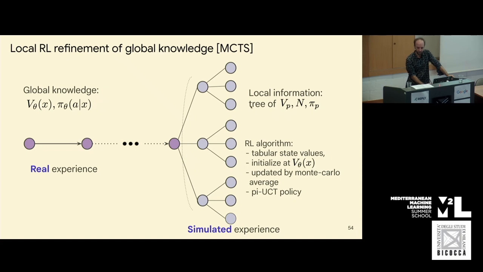So to do the clear analogy here, the global knowledge is V theta, pi theta of X. I can query it on any state, and it's pretty good across all states, but it's not perfect. The local information that I keep updating during MCTS is the tree with the value posterior, the visit counts, and the prior. And the RL algorithm, in a sense, is a tabular state values, because that's what the tree does. Every state has its own value. I initialize the state values at the prior, and I update by Monte Carlo average, which is kind of the most basic algorithm we have. It's like Monte Carlo average tabular value function. And the only trick, I guess, is that it's not a greedy policy. It's a pi UCT. And this local RL is applied on simulated experience.